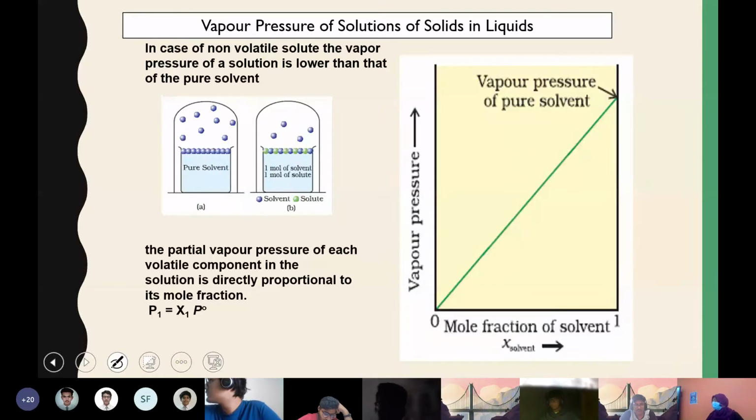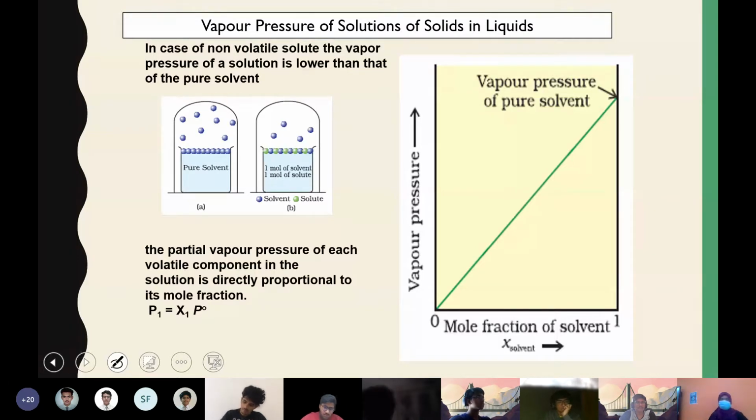Yeah. The last part of Raoult's law, as I said earlier, has three different cases. The first case was when I took a pure solvent inside a closed container, and we defined what is vapor pressure. Then the second case was two different volatile liquids mixed together, and we discussed its total vapor pressure and partial vapor pressure in terms of Raoult's law.